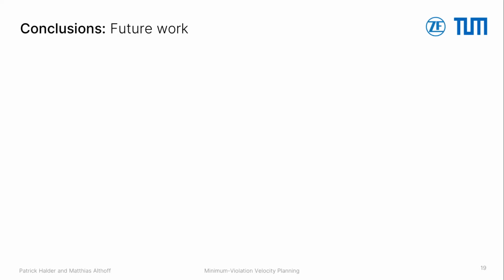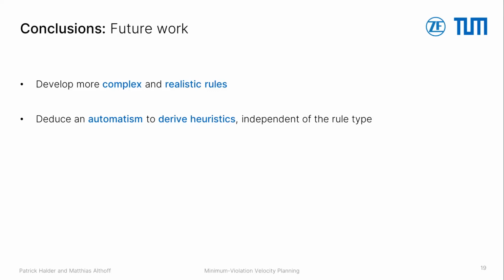Let us conclude with some future work. First, we want to develop more complex and realistic rules. Second, we want to deduce an automatism to derive heuristics which are independent of the type of rule. And last, we want to extend our algorithm to the more general case of pre-ordered rulebooks.